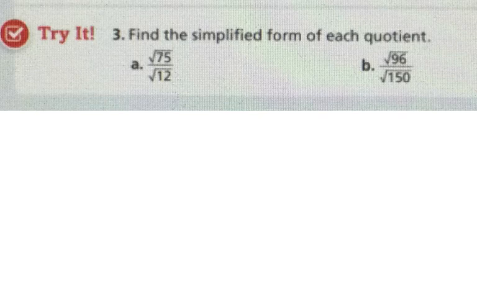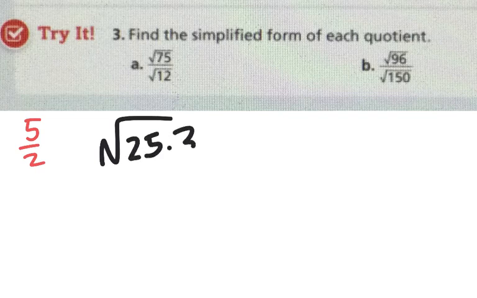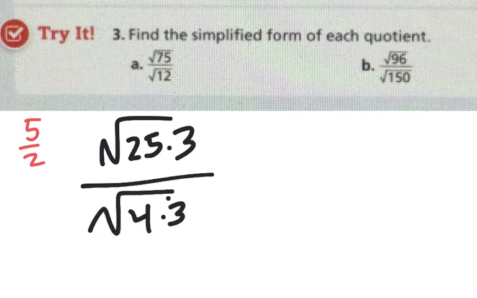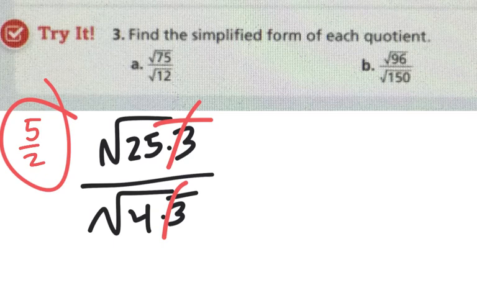All right. Pick a number, 1 to 5. 2. Okay, we only got one person on the second row. What'd you get on A? 5/2. What do you guys think? That is correct. We could simplify that to be 25 times 3, and this to be 4 times 3. And so those radical 3's cancel on top and bottom. So I'm left with the square root of 25, which is 5, and the square root of 4, which is 2. Very good.